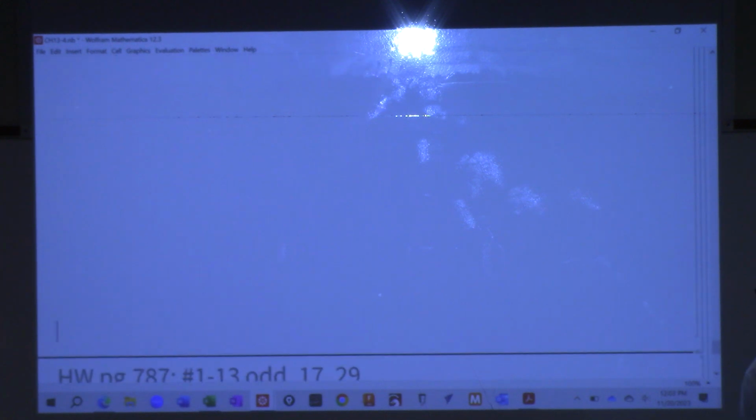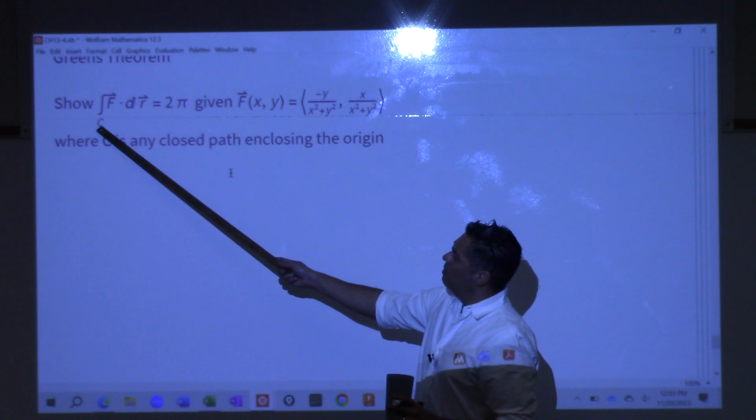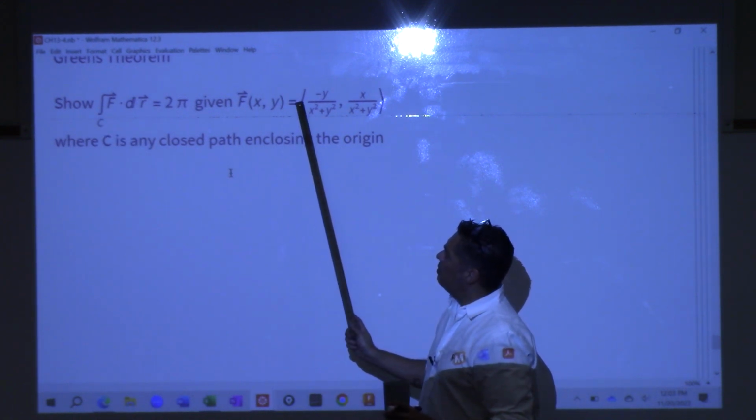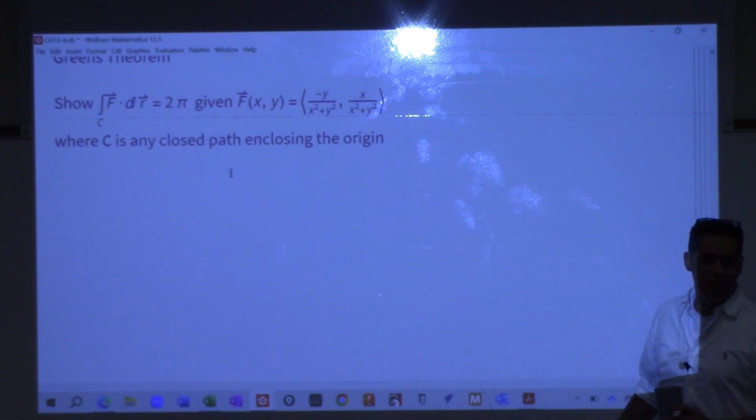So here's that problem I'm talking about. Show the work over the curve C through this vector field is equal to 2 pi. Where C is what?